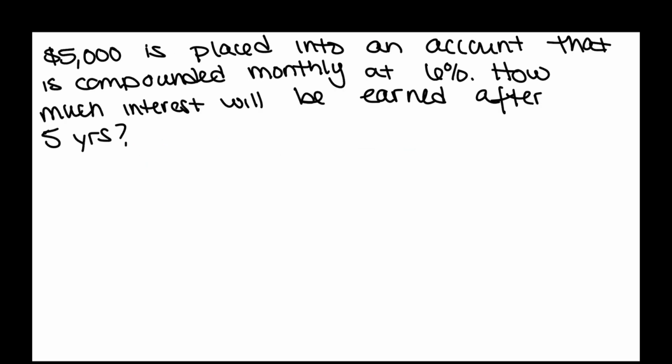$5,000 is placed into an account that is compounded monthly at 6% interest. So again, compounded monthly means the interest is paid every single month. And the advantage of having something compounded frequently is it allows us to earn interest on our interest. That's what compound interest is. How much interest will be earned after 5 years?